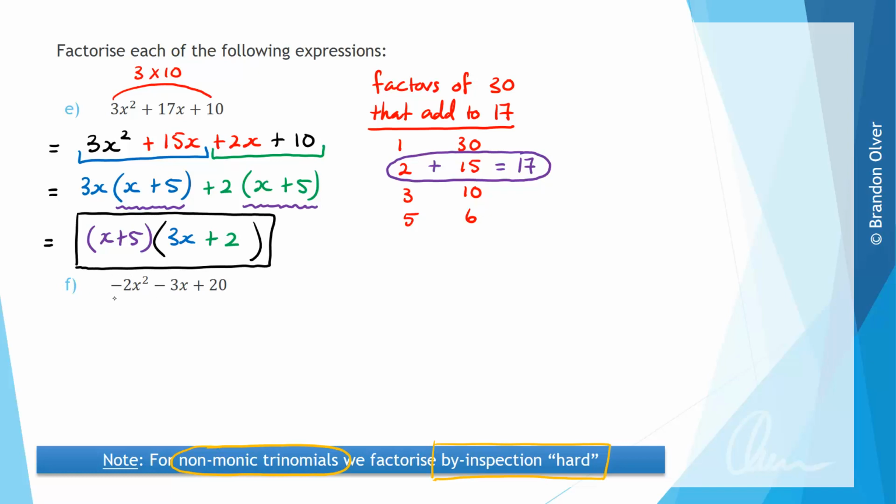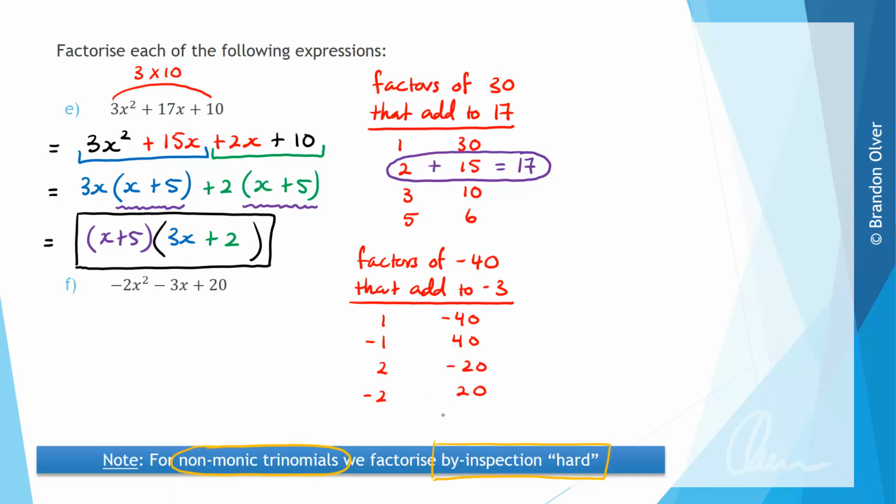So if we do F, it has that same process where we're going to need to multiply -2 by the 20, so that we're looking for the factors of -40. And we need those to add to -3. So listing those factors out, for -40 we have 1 and -40, or we could have -1 and +40, or we could have 2 and -20, or we could have -2 and +20. And now 3 doesn't work, but 4 does, so I'll just continue over here. So we could have the combination of 4 and -10, or -4 and 10. And we could also have 5 and -8, or -5 and 8.